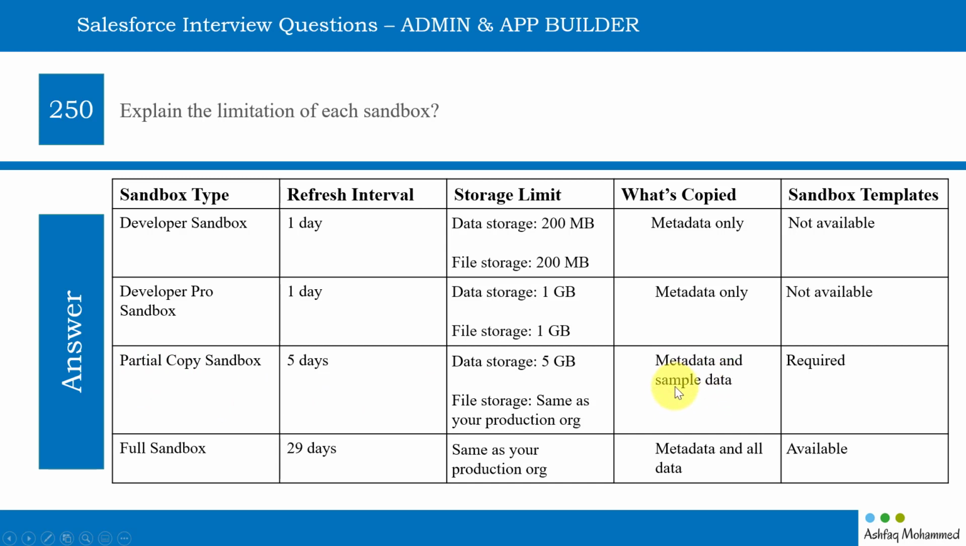Partial data or sample data means we cannot copy the complete production data into the partial copy sandbox. We can just copy some data of production. That is the reason it is called a partial copy sandbox.